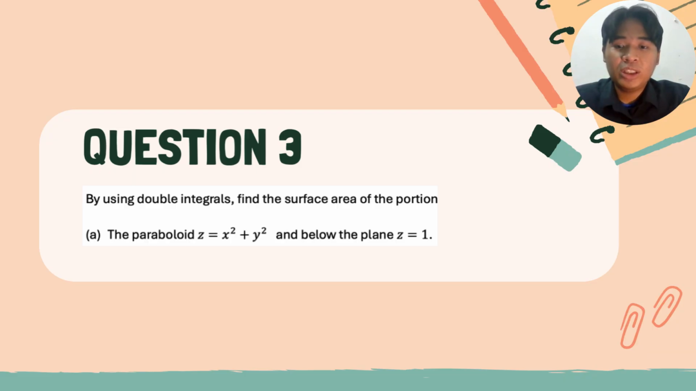Today I will present question 3. The question is, by using double integral, find the surface area of the portion of the paraboloid z equal to x square plus y square below the plane z equal to 1.